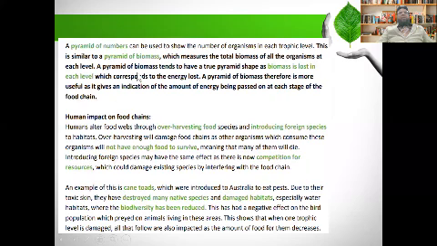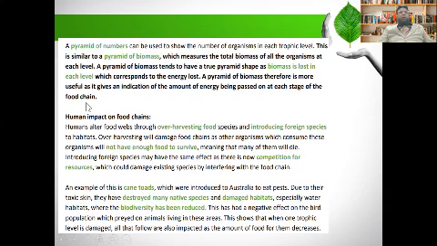Now, pyramids of number can be used to show the number of organisms in each trophic level. This is similar to pyramids of biomass, which measure the total biomass of all the organisms at each level. Pyramids of biomass tend to have a true pyramid shape, as biomass is lost at each level, which corresponds to the energy lost. Pyramids of biomass are therefore more useful, as they give an indication of the amount of energy being passed on at each stage of the food chain.